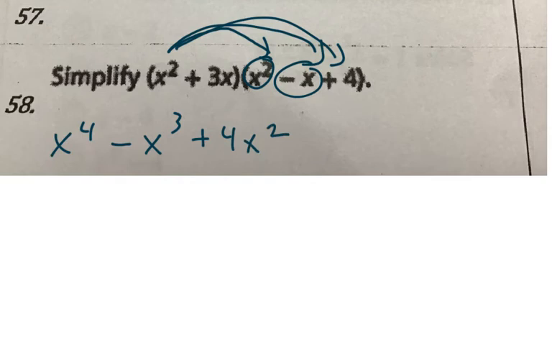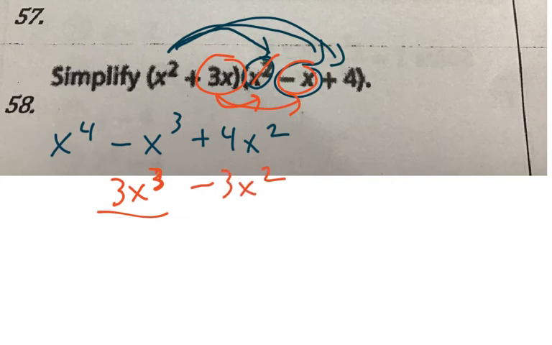Now here's something I sometimes do different than other teachers. As I'm going through the next term, this 3x here, I'm going to line up like terms to make my life easier. So the 3x, when it times the x squared, is 3x cubed. So notice I put it with the other minus x cubed there. So that's done officially. 3x times this minus x is minus 3x squared.